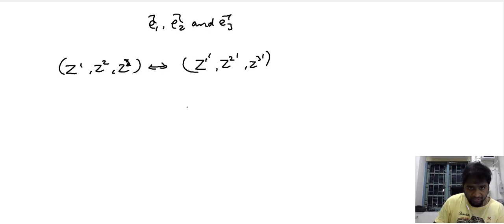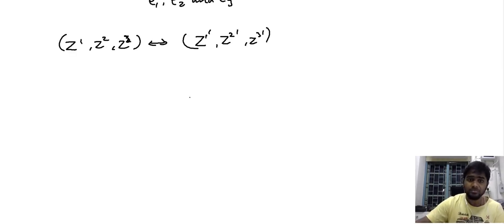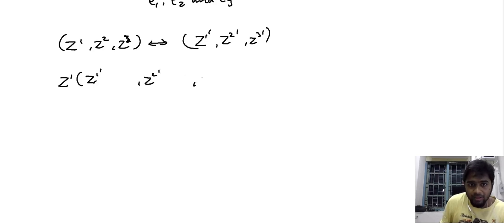There are two ways we can be sure of this inverse relation. One is when you consider the coordinates of one of the systems as a function of a function. So Z1 is a function of Z1 prime, Z2 prime and Z3 prime, and each of these variables is again a function of Z1, Z2 and Z3. The same way Z2 prime is a function of Z1, Z2 and Z3, and Z3 prime is a function of Z1, Z2 and Z3.